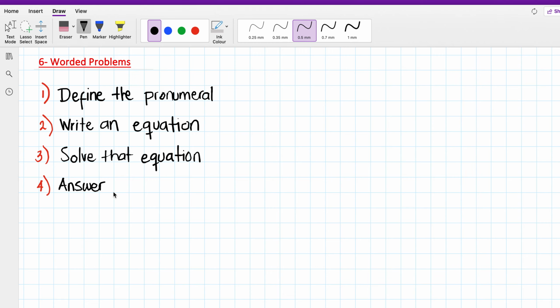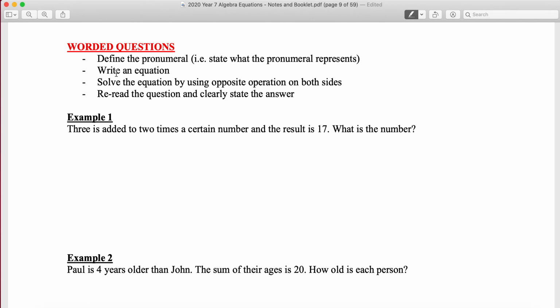And to do this, we're going to reread the question because that's what is going to give us the keywords that we have to use in our answer. So we have to answer in a full sentence. We're going to see how we do that with the questions that we have. For example, these 4 steps are also in your notes. If you see here, define the pronumeral, state what the pronumeral represents. Then write the equation. Solve the equation by using opposite operations on both sides. And then reread the question and clearly state your answer.